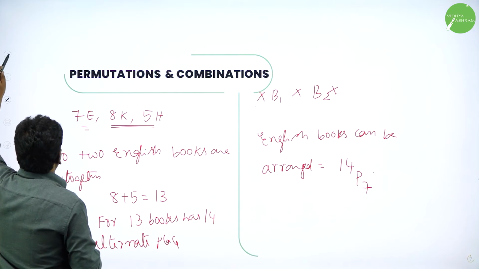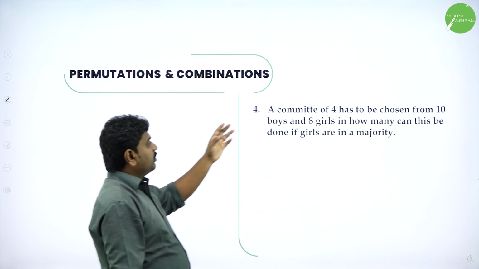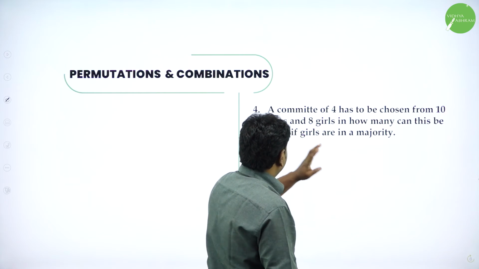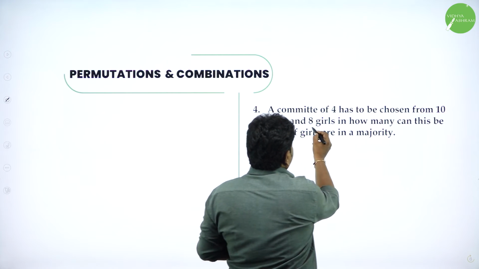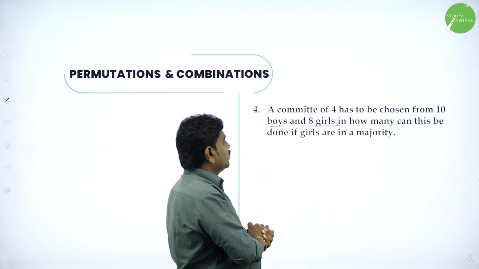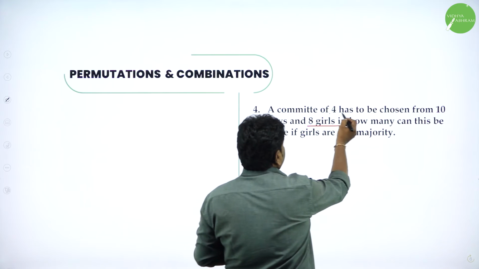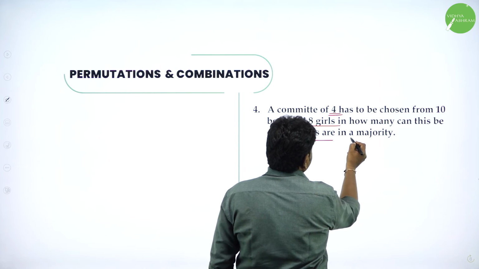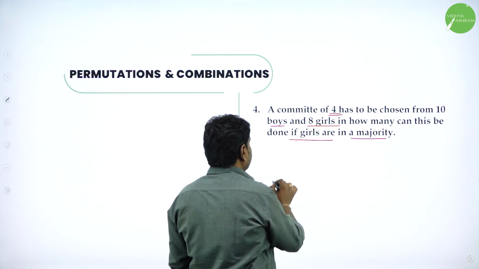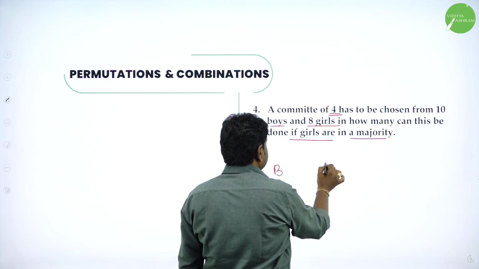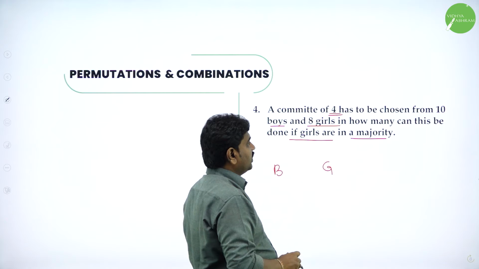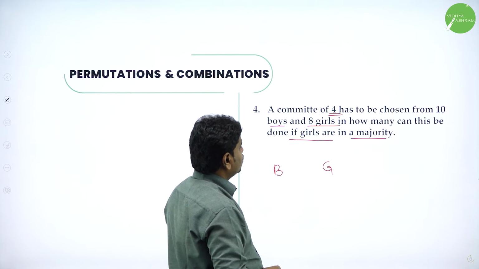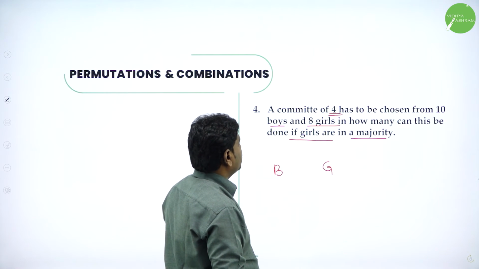Then a committee of 4 has to be selected from 10 boys and 8 girls. So you have to select 4, but it has to be done so that girls are the majority. Girls have to be the majority.